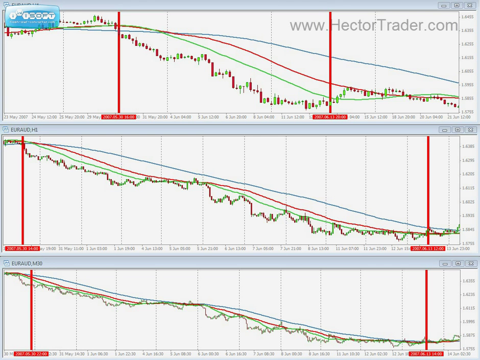Okay. As you can see on my screen, I have 3 charts. They are basically the same chart. They are all the euro against the Australian dollar, and they all begin on the 30th of May 2007, and go all the way to the 13th of June 2007. So basically, they span about 2 weeks, more or less, from the 30th of May to the 13th of June.